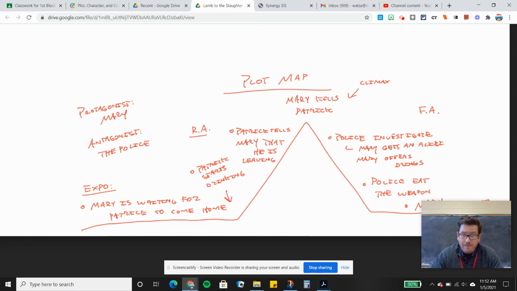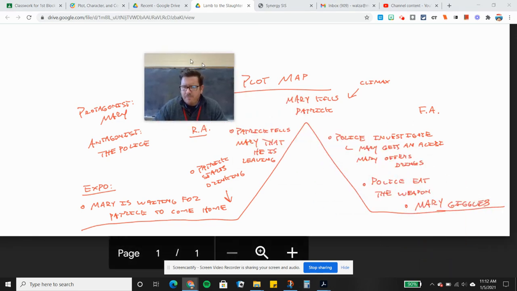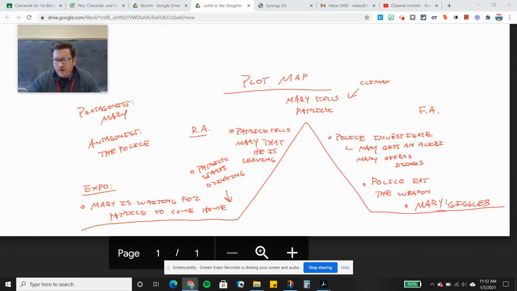So the police eat the weapon, and Mary giggles. That's the end. There's nothing after that. So the resolution of the story is that Mary essentially gets away with murder.